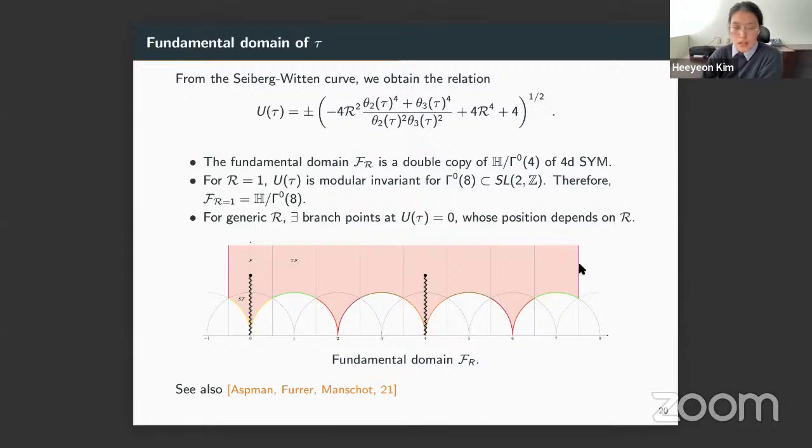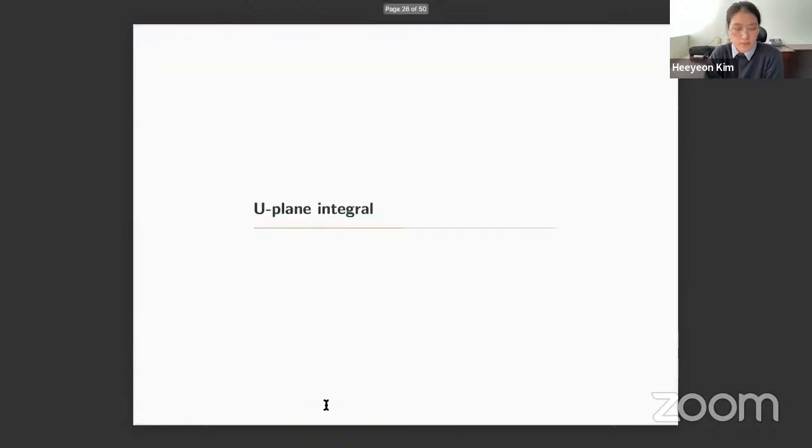But in addition to that, you can argue that there is a branch point because of the square root at the interior of this fundamental domain, whose position depends on R. So this structure is similar to what you can obtain from the fundamental domain of 4D N=2 theories with matter, which was recently considered in this paper. So now we can talk about the U-plane integral.